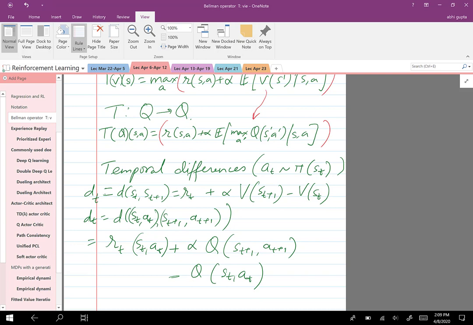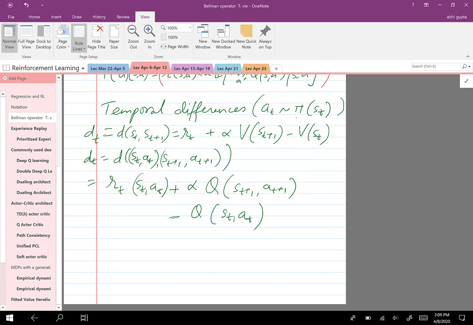Okay, and then in temporal differences, remember the temporal differences were used for evaluating the value or Q function at a specific policy. So A_t is always picked according to some policy pi. The temporal difference D_t is a function of S_t and S_{t+1}, and it's given by the reward plus alpha, which is the discount factor, multiplied by the value at the next state, minus the value at the current state. So typically these will all be parameterized functions V, and based on the parameters you will evaluate what the temporal difference is.